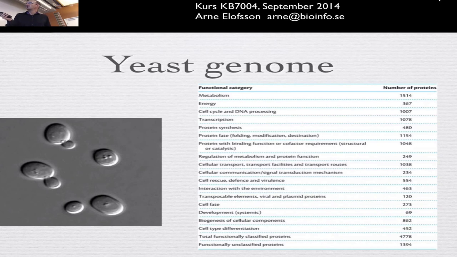And transport, which you don't have as much in bacteria. You have much more of it because the cell has different compartments, so you need to transport things and regulate what goes out. A lot of these things are much more prominent. You still, of course, have the metabolic genes and energy things, but there are not many more than you have in E. coli.